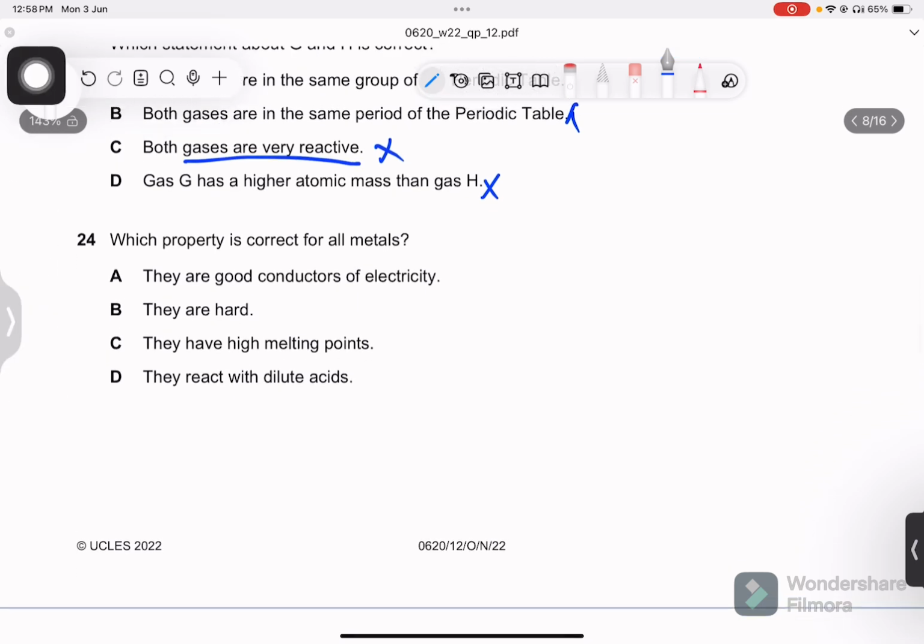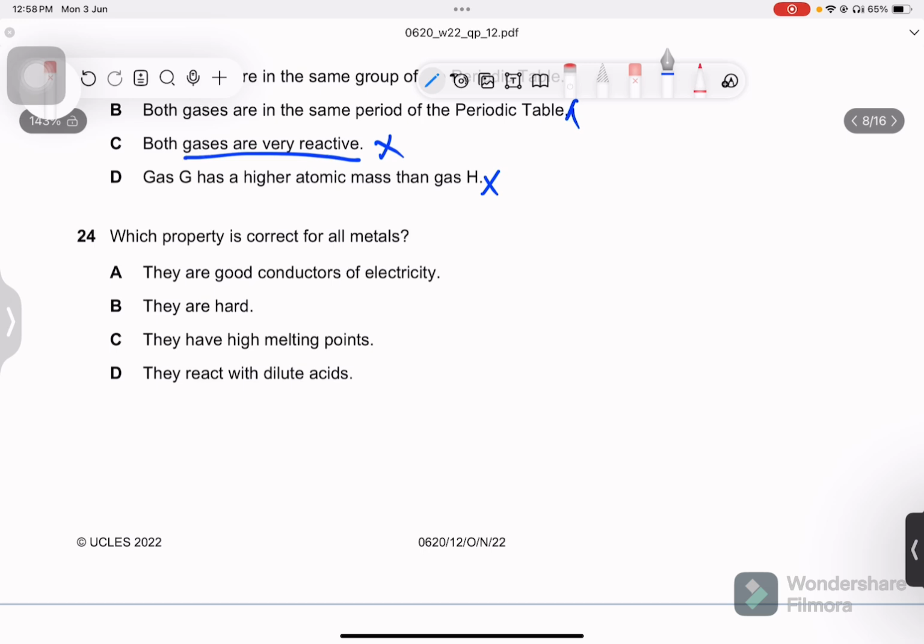Which property is correct for all metals? They're good conductors of electricity. Yes, potentially correct answer. They're hard? No, group 1 elements are very soft. They can be cut with a knife. They have high melting points? What about mercury? Mercury does not have a high melting point because it is a liquid at room temperature.